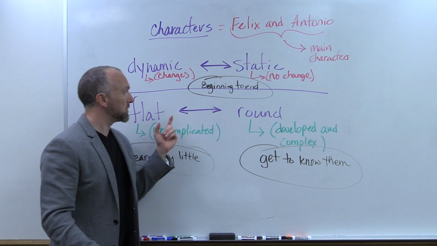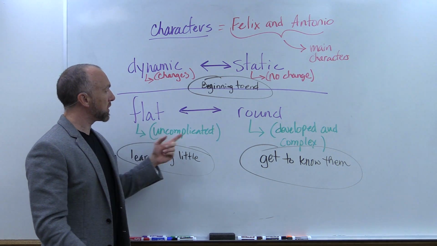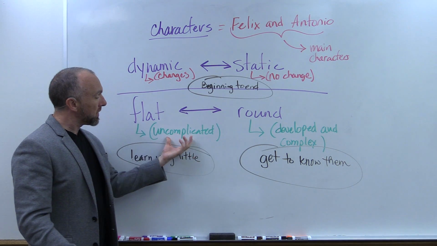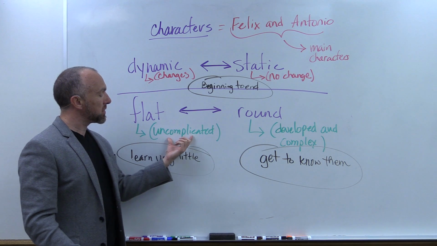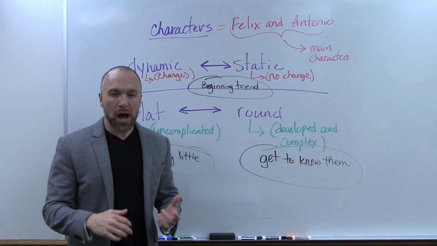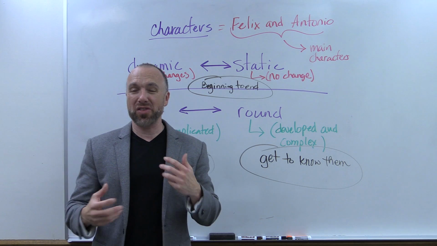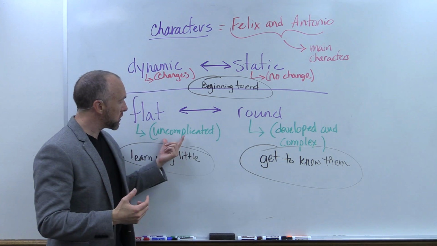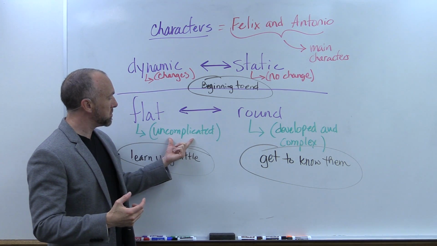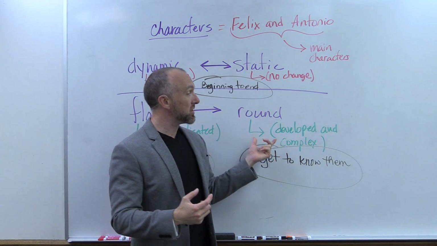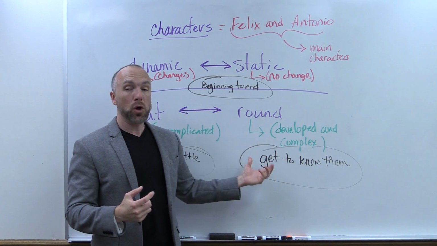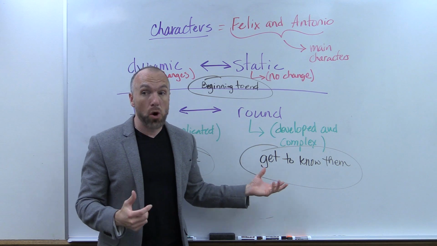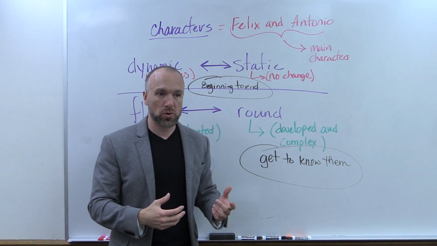Then we can also determine whether the characters are flat or round. Flat means that the character is uncomplicated. There's not much really happening with the character himself or herself, so they are considered to be flat. The round character is developed and complex. We really feel like we get to know them through the course of the short story.